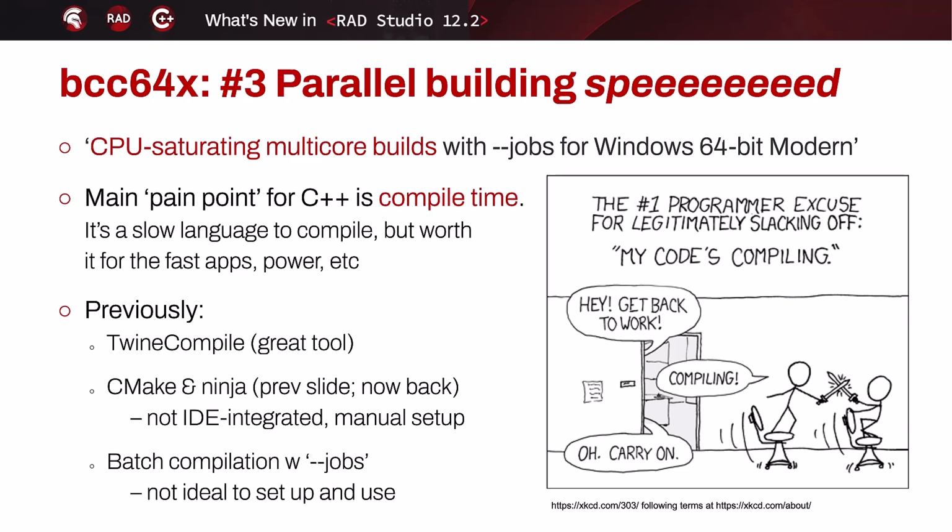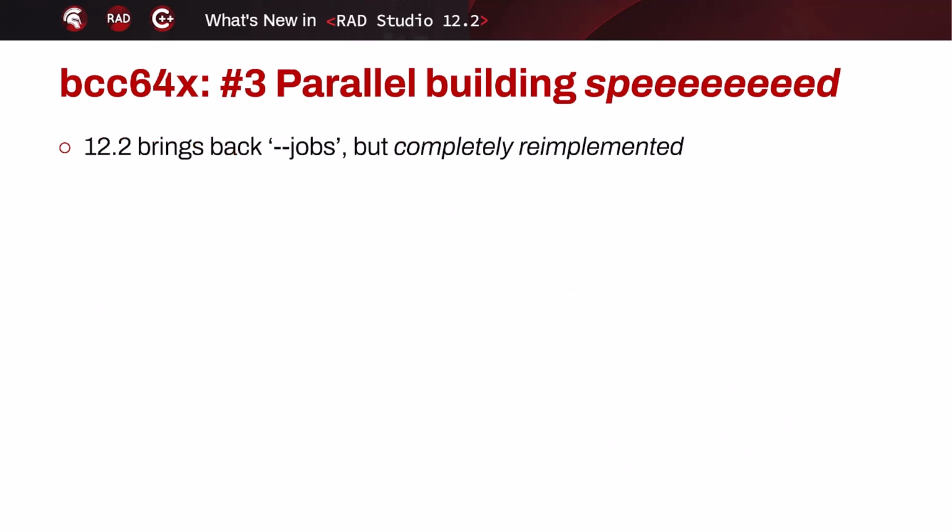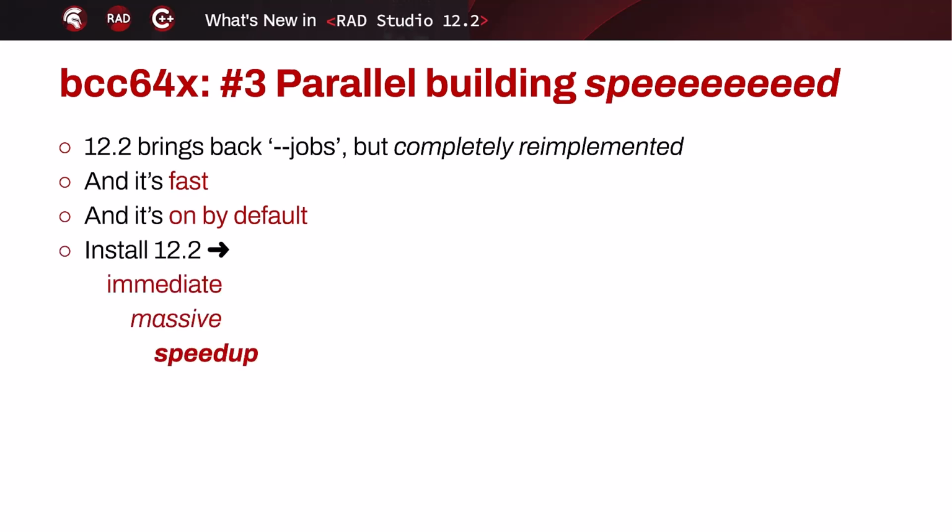In 12.2 we've brought that back, but it's a completely new implementation. The new batch compilation with jobs is faster than the old version, and it's on by default. This means that just by installing 12.2, next time you compile, you'll get an immediate speed up. No configuration, no settings, no changes, just install 12.2 and it's faster. And it will roughly scale with the number of cores and amount of RAM your machine has. But how much faster?